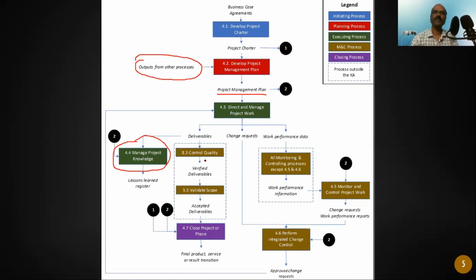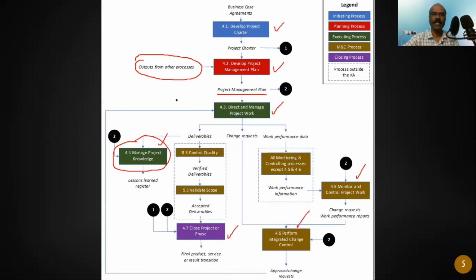So totally we have 7 processes within the integration knowledge area. The first one is develop project charter. The second one is develop project management plan. The third one is direct and manage project work. Fourth one, manage project knowledge. Fifth one, monitor and control project work. Sixth one, perform integrated change control. And then the last one is close project or phase.